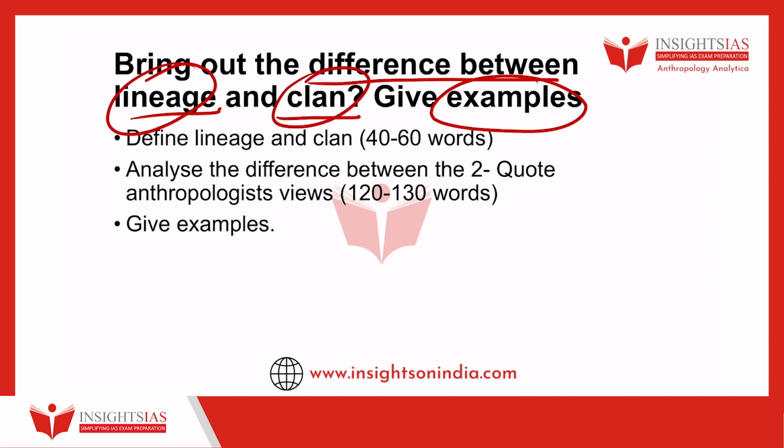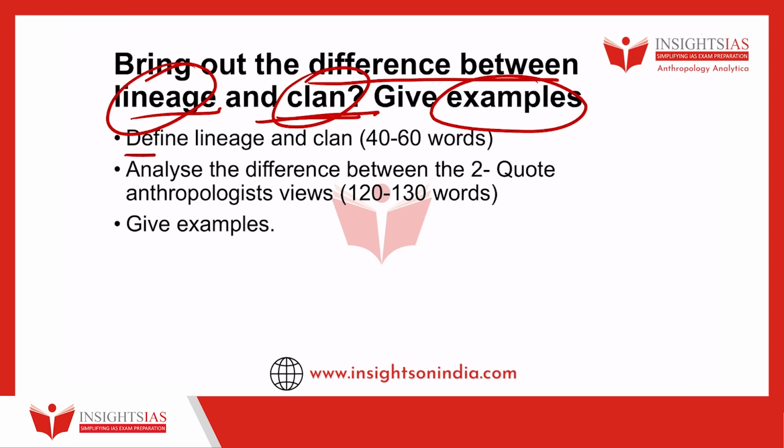The main difference between lineage and clan is whether they are able to demonstrate their descent from a common ancestor. As you know, lineage, clan, phratry, moiety, all these are unilineal descent groups, meaning how do we trace our descent from a common ancestor? In lineage, you will be able to demonstrate the descent from a common ancestor, whereas in a clan, you will only stipulate that you are a descendant of an ancestor, but you will not be able to trace the descent. So in that context, let's try to understand the difference.